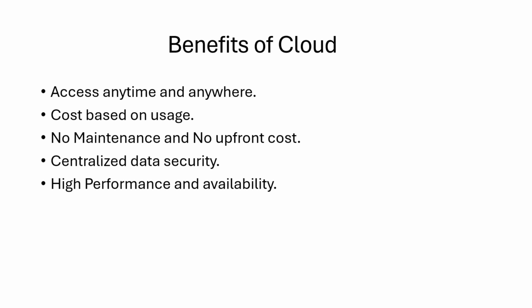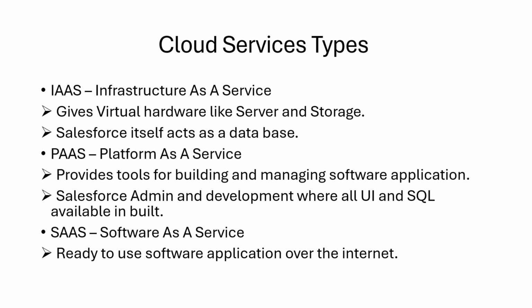Next, we'll see what are the benefits of cloud. We can access anytime and anywhere, cost based on usage, no maintenance and no upfront cost, centralized data security, high performance and availability. Next, let's see what are the cloud services types. So we have three types of cloud services, namely IaaS, PaaS, and SaaS. IaaS is infrastructure as a service, PaaS is platform as a service, and SaaS is software as a service.